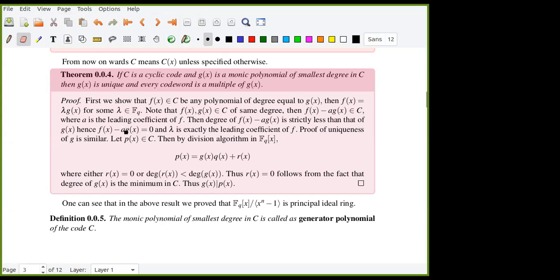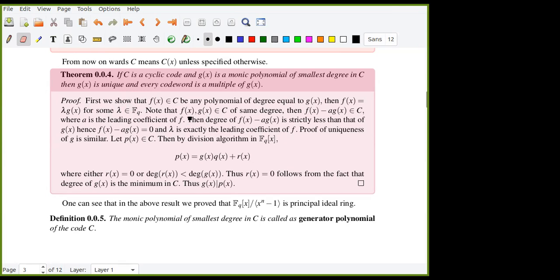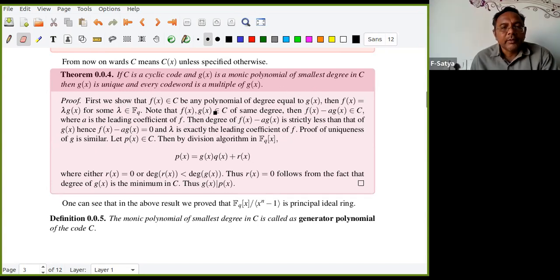So what is my lambda now? I claimed that f(x) equals lambda times g(x), but what exactly is that lambda? That is exactly the leading coefficient of f. Here I made my claim, and here I proved what lambda is also. Is it okay, clear now? Yes, sir. Not much complicated actually, because of the smallest degree polynomial. So till now that much only.